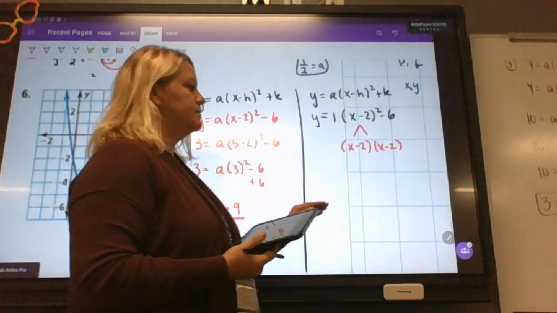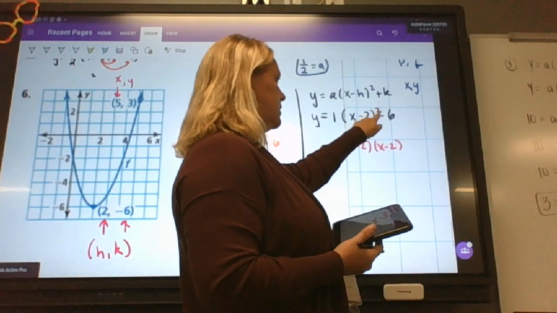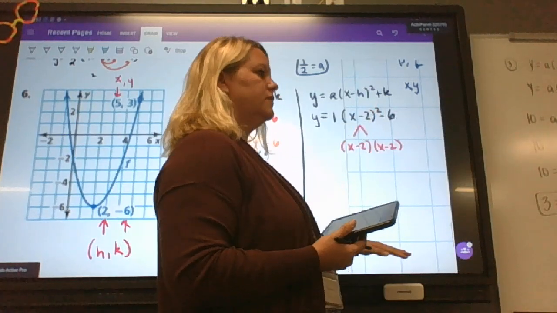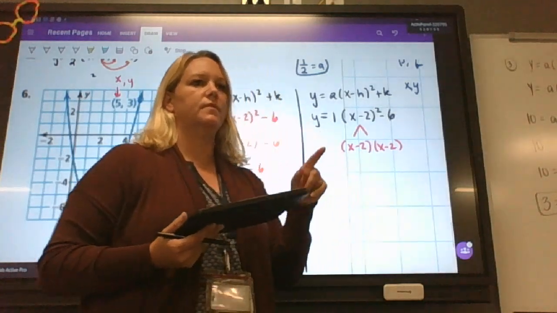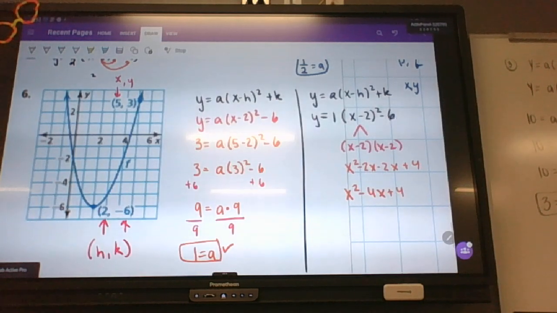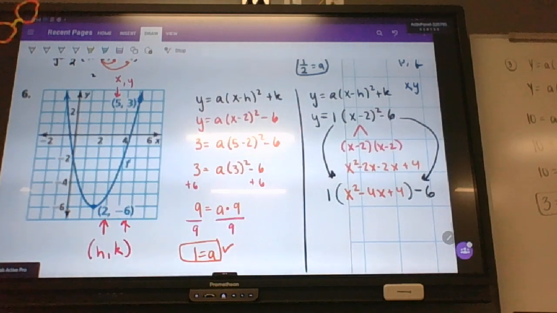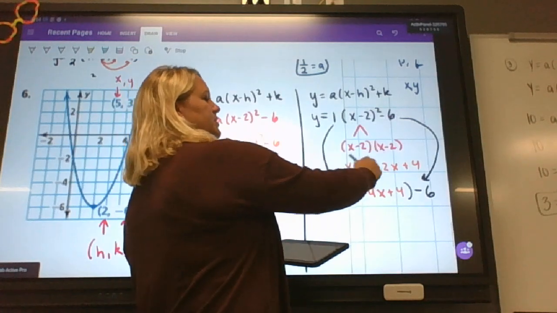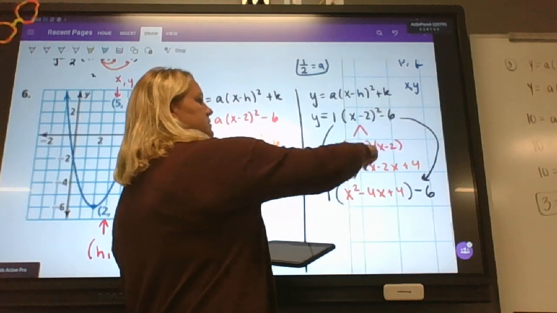We're trying to put it in standard form, so we're trying to work it all out. You finish this one? Okay. So that would be x squared minus 2x minus 2x plus 4. x squared minus 4x plus 4. And so that 1 is still out front, and that minus 6 is still at the end. Everybody forgets the minus 6. They think they're done here. So many people circle this as a final answer. But there's more to the problem. This was just a little middle bit.